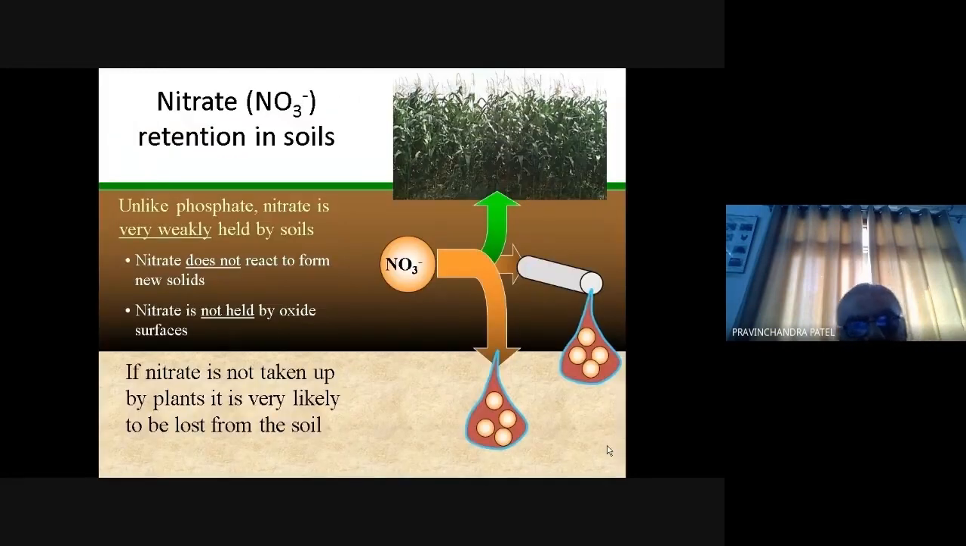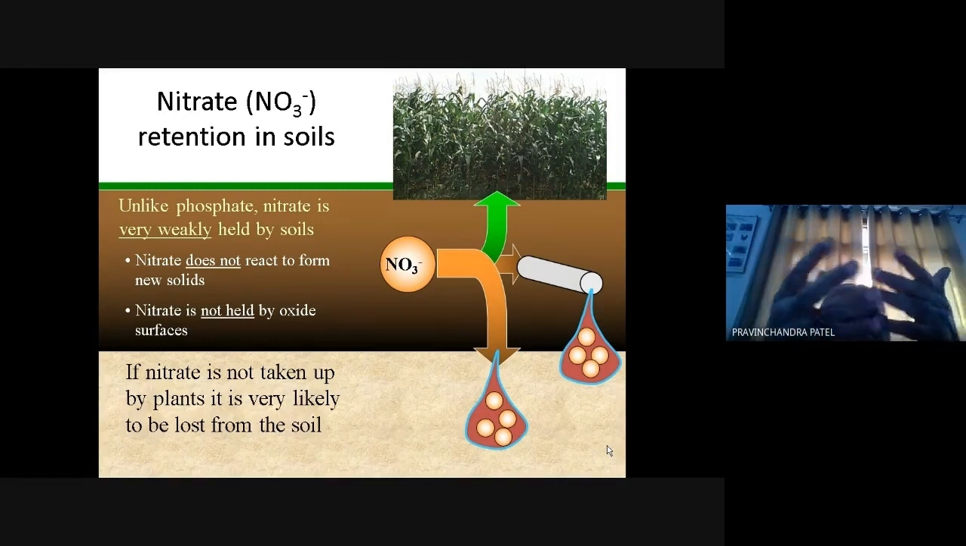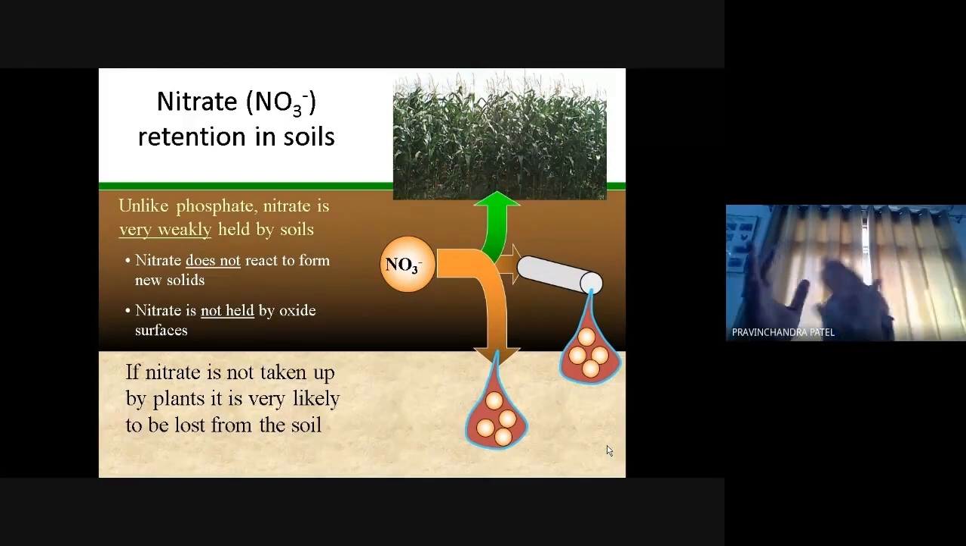Then nitrate retention in soil. Unlike phosphate, nitrate is very weakly held by soil. It is not held tightly in soil. So nitrate does not react to form a new solid. Nitrate is not held by oxides or sulfate. So if nitrate is not taken up by the plant, it is very likely to be lost from the soil.